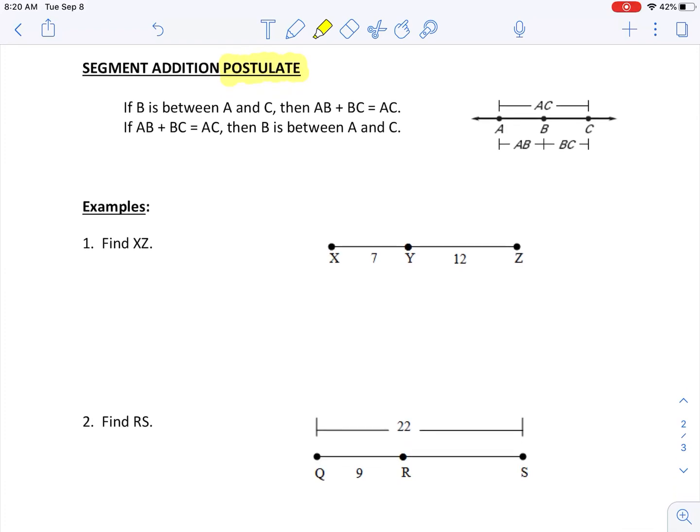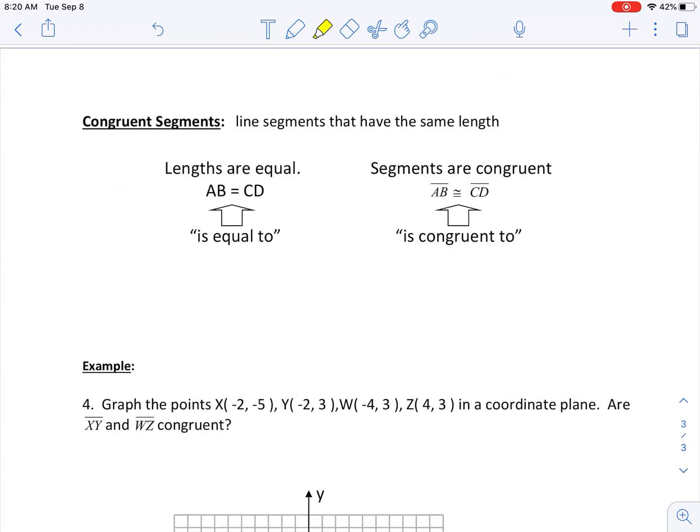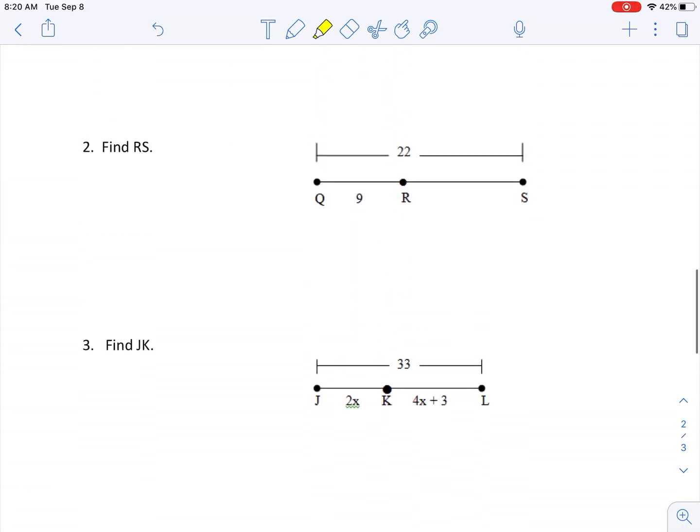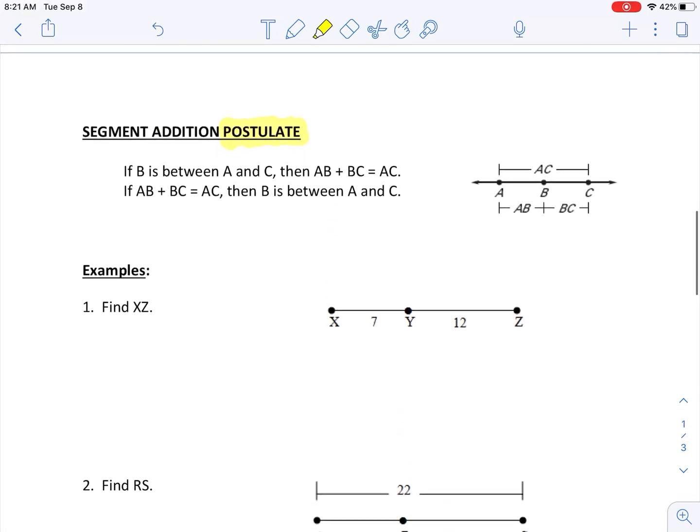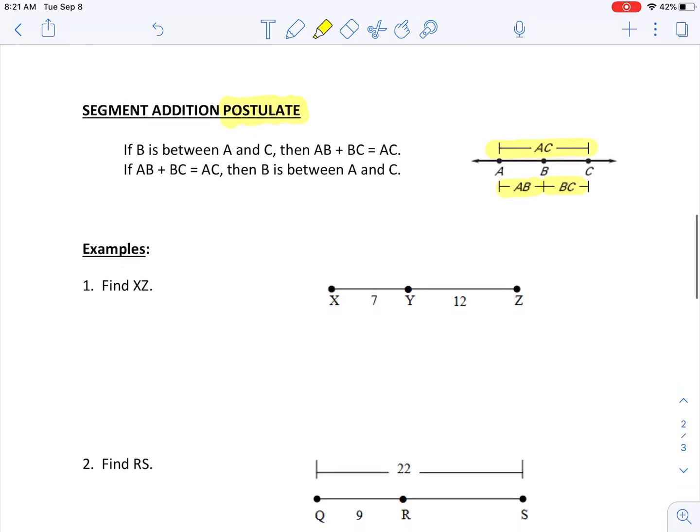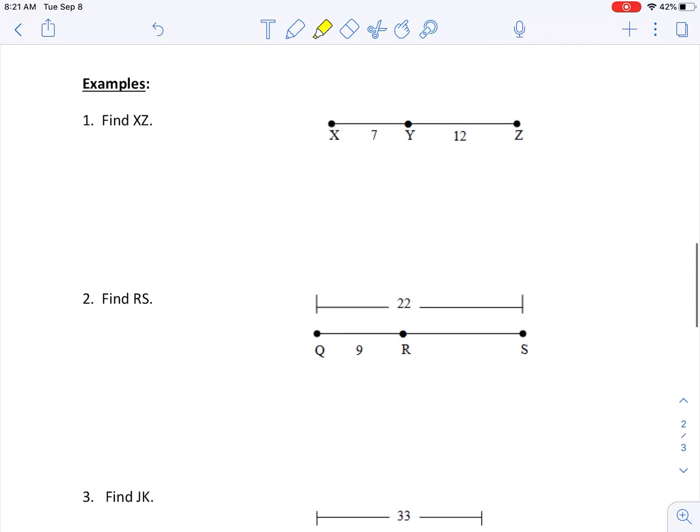We're going to be using this idea, and I should point out that what they're saying is part plus part equals whole. There can be more than 2 parts, but in this general statement, part plus part equals whole. So if I take AB plus BC, you're going to see that it gets me the whole AC. We're going to apply this idea to some examples.